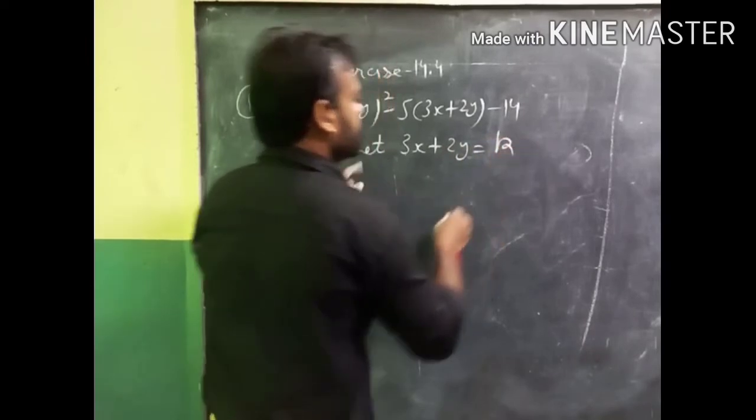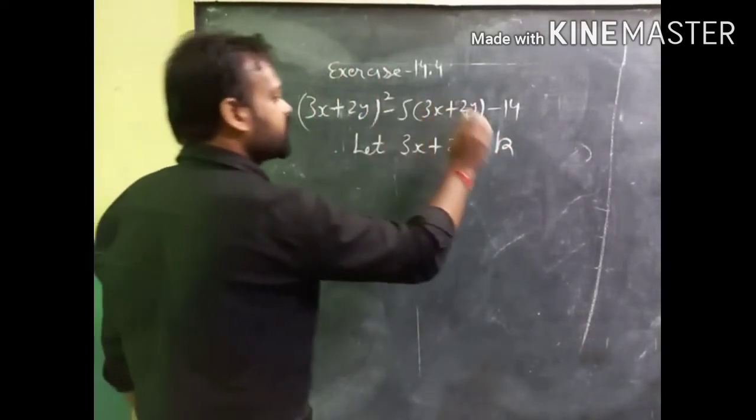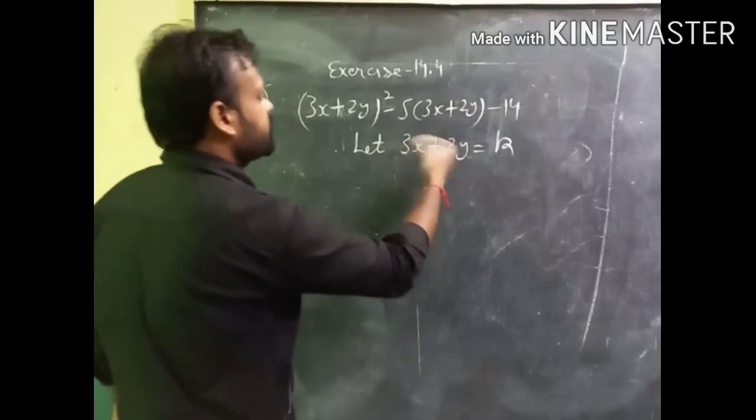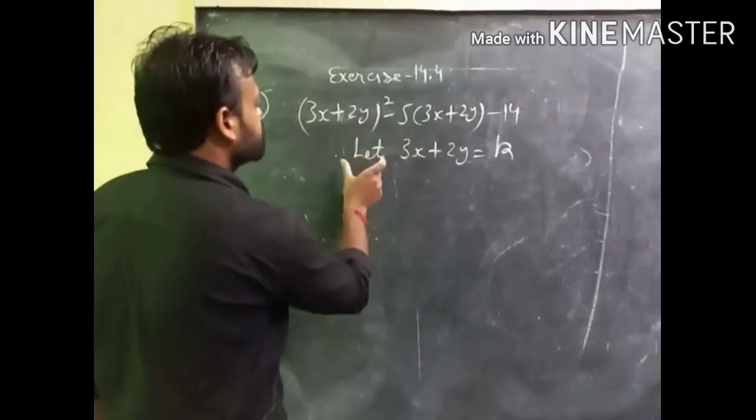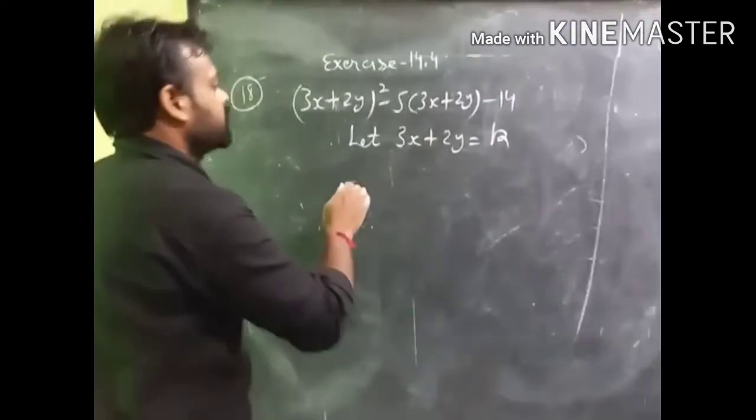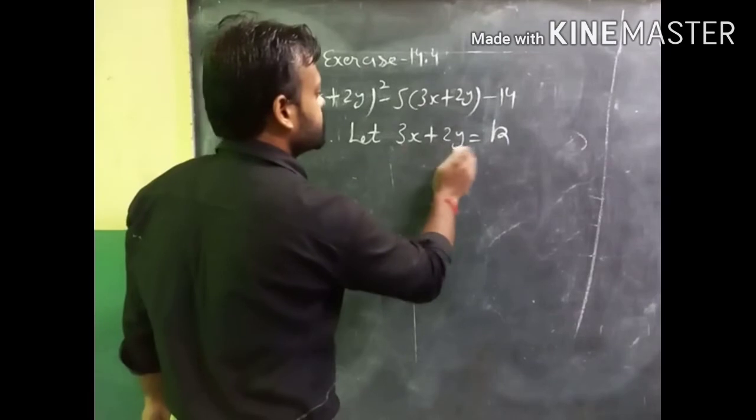equal to k. You can take any variable here, you can take a, b, c like this, but you cannot use x and y because they are already used here. So first of all suppose the value, let 3x plus 2y is equal to k, like this we have to suppose. So now you can see here this is 3x plus 2y is equal to k.